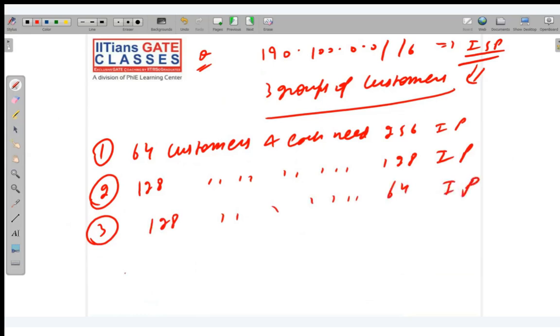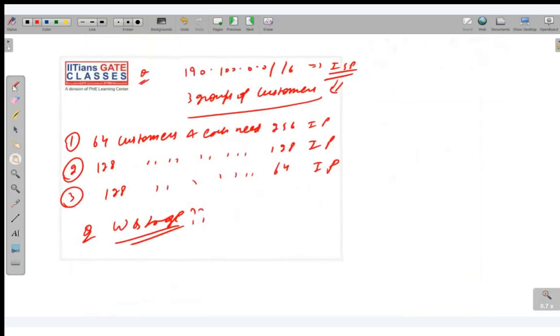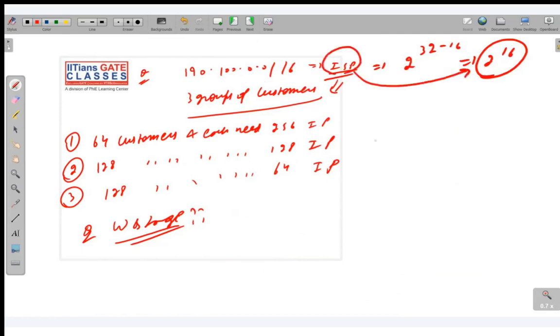Okay, so now basic question is wastage. Please tell me how many IP addresses are wasted. How you will calculate it? That is very easy. See this. Total IP addresses are how many? Upon /16. /16 means 2 power 32 minus 16. That is 2 power 16 are the total number of IP addresses in this block. So ISP has got 2 power 16 IP addresses.